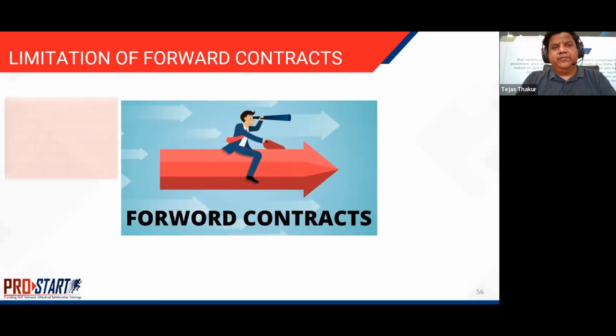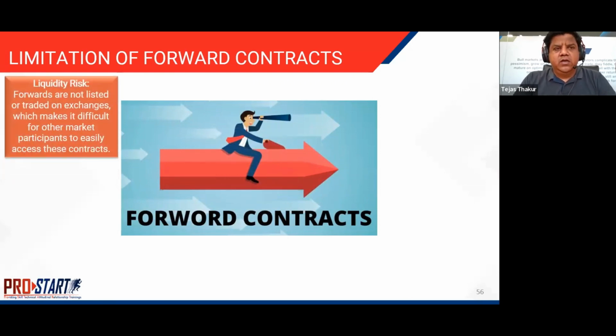What are the limitations? Limitations are there. So basically there's a liquidity risk. Since the forward contract is not listed or traded on any exchanges, it makes it difficult for any other market participant to easily access these contracts. So between you and me, if one of us defaulted, there are 10 other people who can come in, but actually they will not come in because they will not even know what has happened. So that is a liquidity risk.